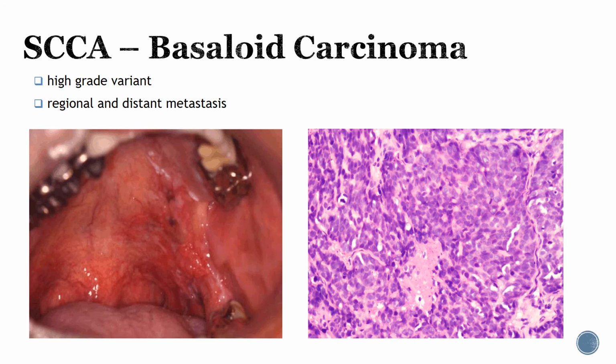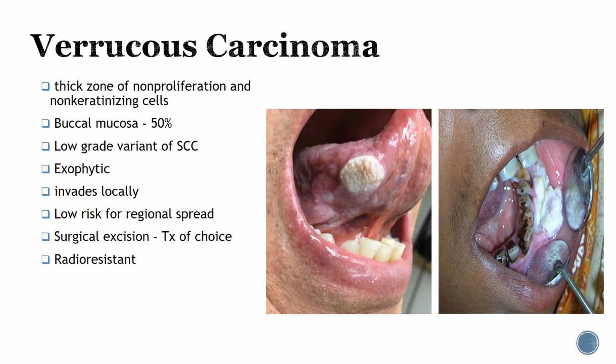Basaloid carcinoma is a high-grade variant with a predilection for regional and distant metastasis. However, when clinical staging is matched, 5-year survival is similar. For oral basaloid carcinoma, it is similar to that of poorly differentiated and verrucous differentiated oral carcinoma.